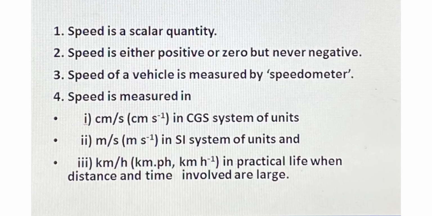Speed of vehicle is measured by speedometer. Students, all of you know a speedometer is there in the vehicle which measures the speed, and another device is there which measures the distance traveled, and that is called odometer. Don't get confused between speedometer and odometer. Speedometer measures the speed and odometer measures the distance traveled by it. Speed is measured in centimeter per second, which is its CGS unit, meter per second, which is SI unit, or you can say MKS unit, and it is also measured in kilometer per hour.